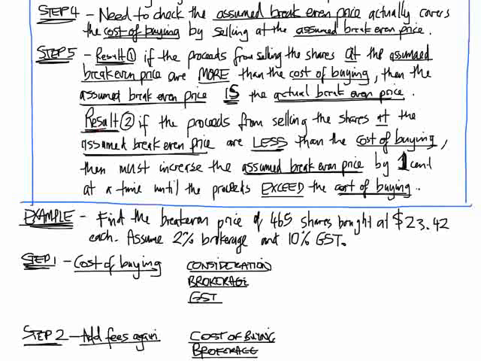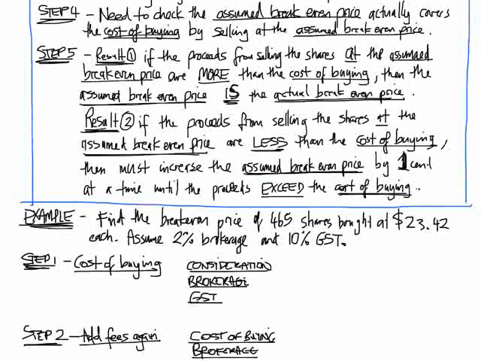However, in result 2, if the proceeds from selling the shares at the assumed break-even price are less, then you need to play around with the numbers. That means the amount of money that you get from selling the shares is smaller than the cost of buying from step 1, and that it doesn't cover the cost that you need it to. So you have to increase the assumed break-even price by 1 cent at a time until the proceeds actually do cover the cost of buying.